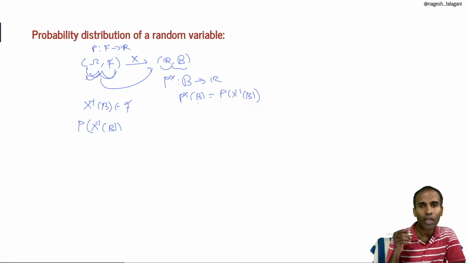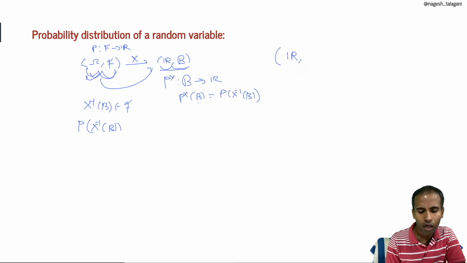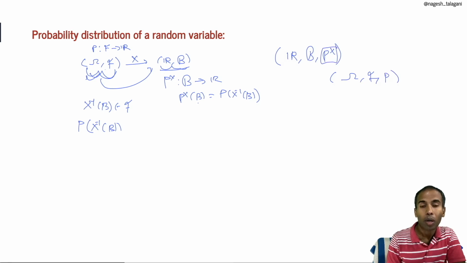Now we are going to verify that this Px satisfies the three axioms of probability. So Px will be a valid probability measure on this space. That will give us a new probability space R, script B, Px. This is called the induced probability space by X on omega, script F, P. And this Px is called the probability distribution of the random variable X. Now we are going to see these things.